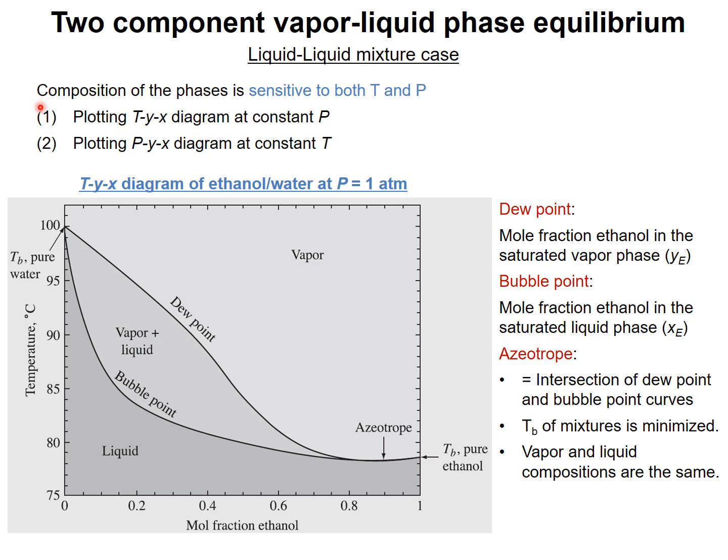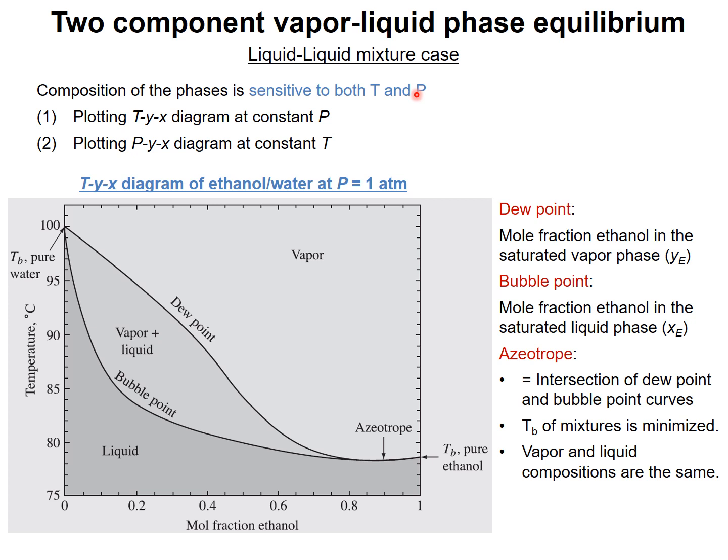Okay, so the composition of the phases in this case is sensitive to both temperature and pressure. Can you remember? For the solid-liquid phase equilibrium, pressure is not important, but right now we are thinking about the vapor instead of the solid. So in that case, both temperature and pressure are important. It means we have three variables: temperature, pressure, compositions. Also, it means we need to have a three-dimensional phase equilibrium diagram.